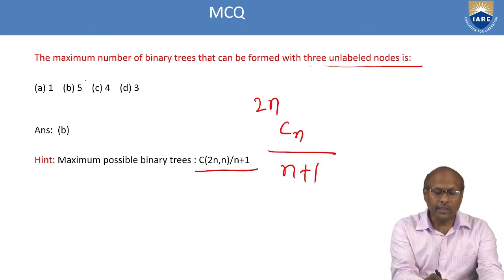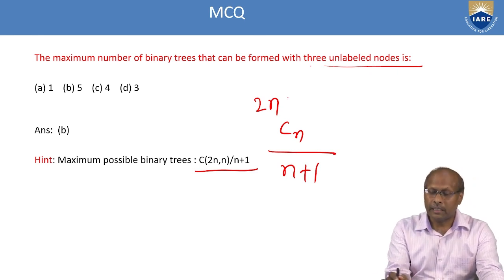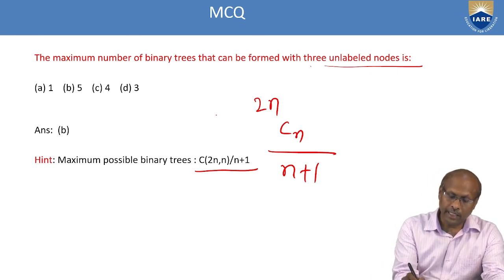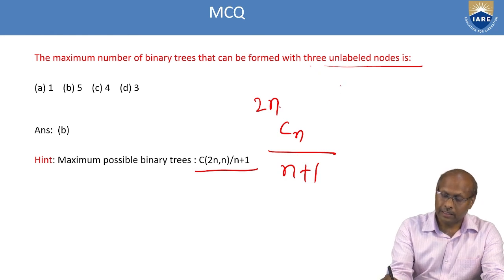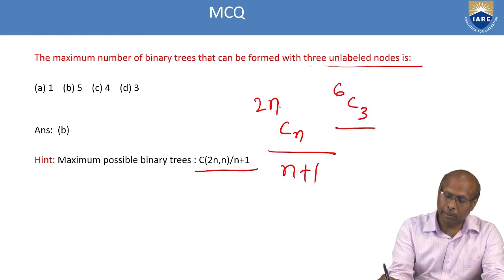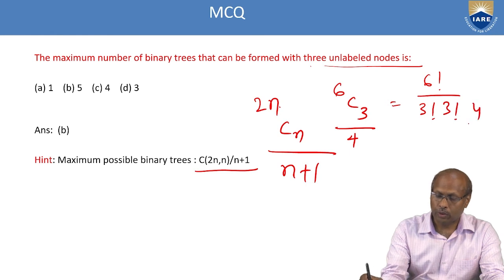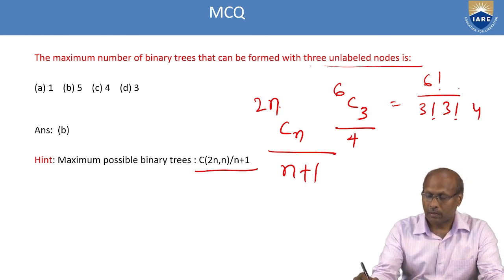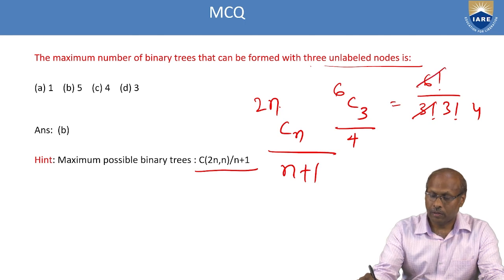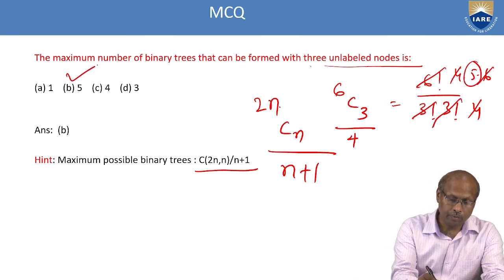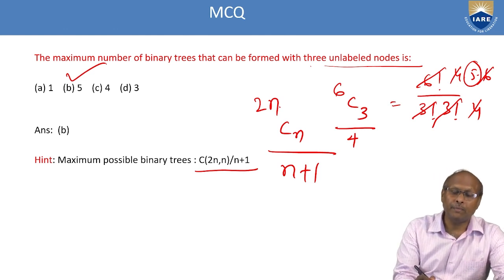Now the question is, how many trees can you construct from a given 3 unlabeled nodes? So here n equals 3. So 2 times 3 is 6, 6C3 divided by 4. That means 6 factorial by 3 factorial into 3 factorial into 4. If you divide, 3 factorial is gone. Again 4, 5, 6: 4 and 4 gone, and 3 factorial means 6, gone. So the answer is 5. That means you can construct 5 trees.